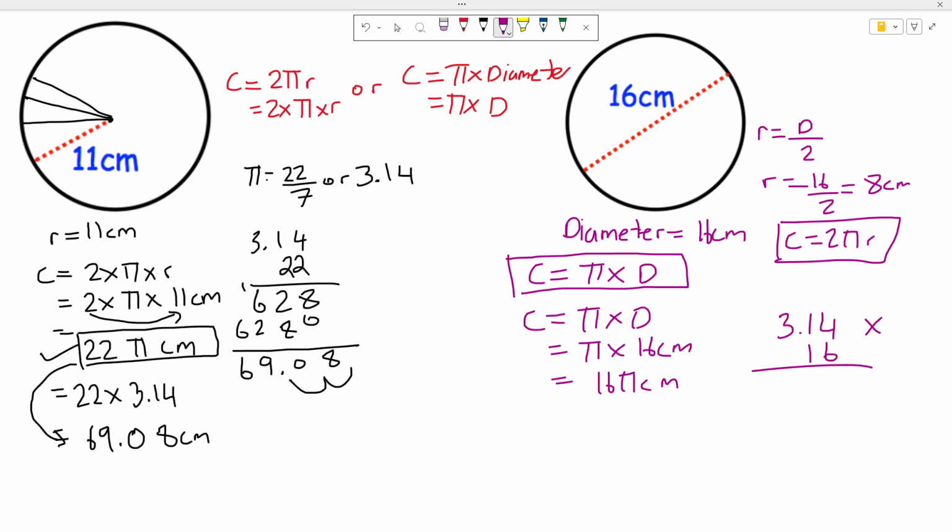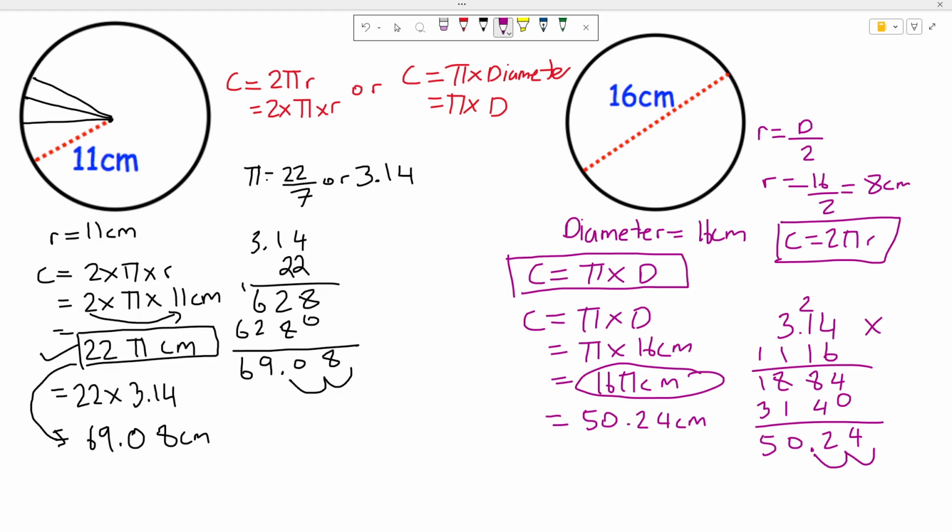Let's go and multiply it. 4, 2, 8, 18. Second line 0, and we have 4, 1, 3. Let's add it up. 4, 12, 1, 10, 1 and 5. Again 2 decimal places, so we put the decimal point, and it will be 50.24 cm. Alright guys, so depending on what the question is asking, you can either leave it in terms of pi, or you can substitute and get the answer.